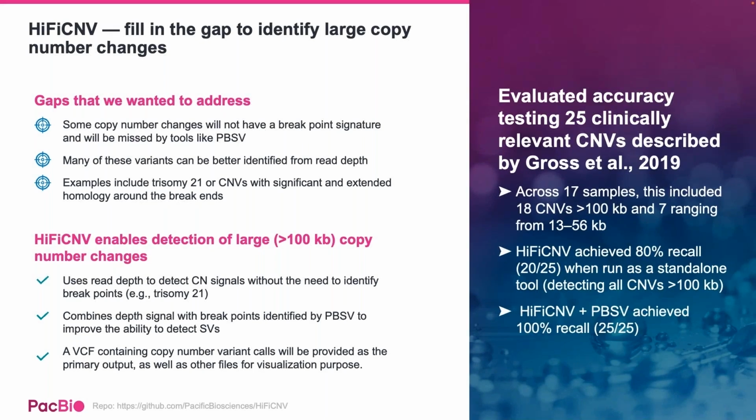HiFi CNV works by taking a BAM file to estimate haploid depths per chromosome set, and further detect copy number signals by comparing read depths. During the evaluation of a set of clinically relevant CNVs, the combined usage of breakpoint and read depth signal identifications was able to retrieve all the events from the set. A VCF containing copy number variant calls will be provided as the primary output, as well as bigWig and bedGraph files for visualization purposes.